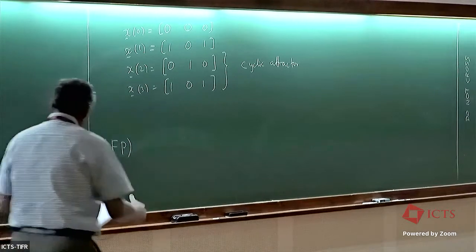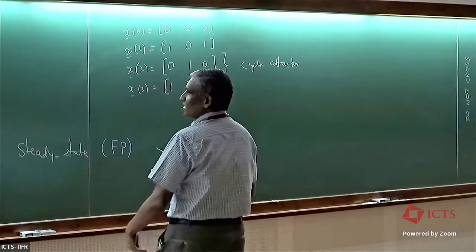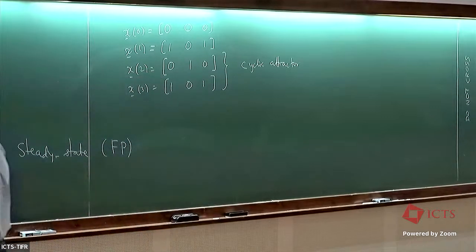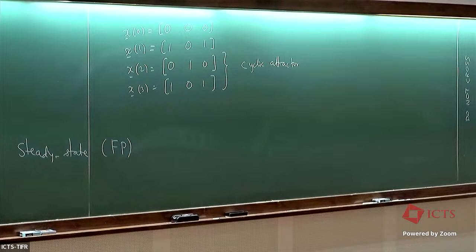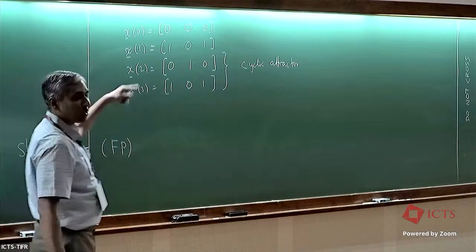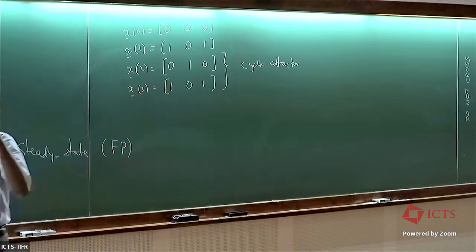Suppose I start with a 0, 0, 1, okay. In a steady state, any number of times you update, you're going to sit only on that state. Whereas in a cycle, you'll keep switching between them, but it's a fixed number of states. You'll keep cycling between only those fixed number of states. Clear?